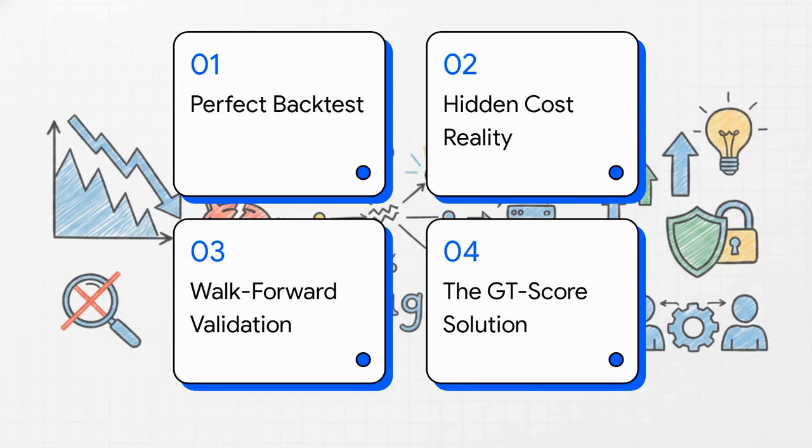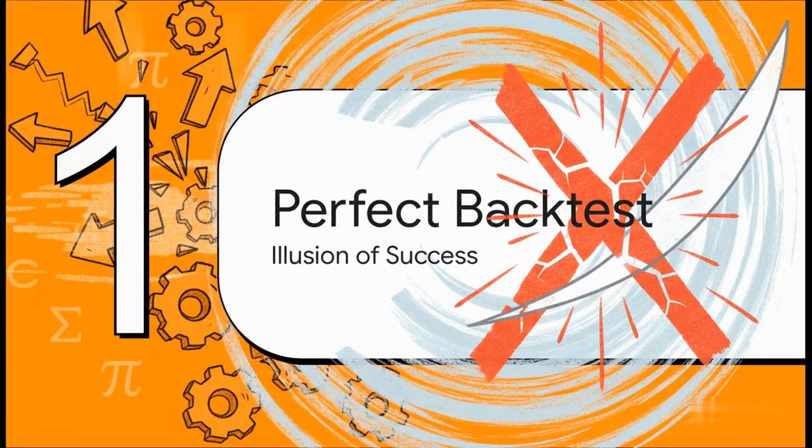Here is how we're going to break it all down today. First, the perfect backtest illusion. Second, the hidden cost reality. Third, walk-forward validation. And finally, the G-score solution. Starting right off with Section 1, the perfect backtest illusion.